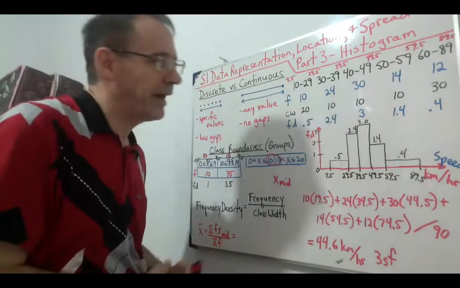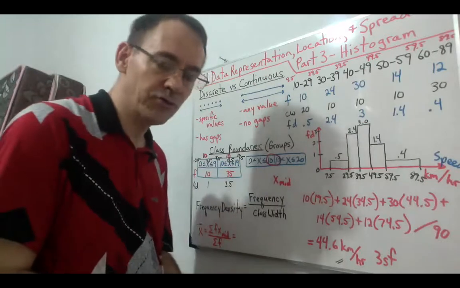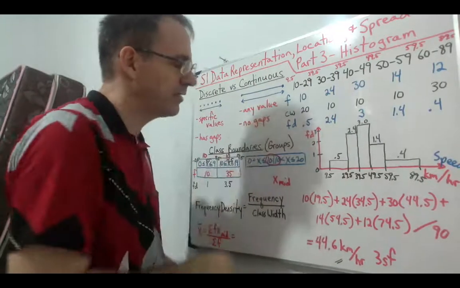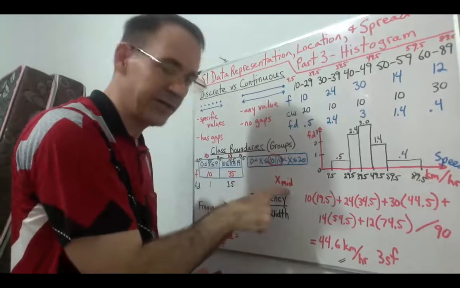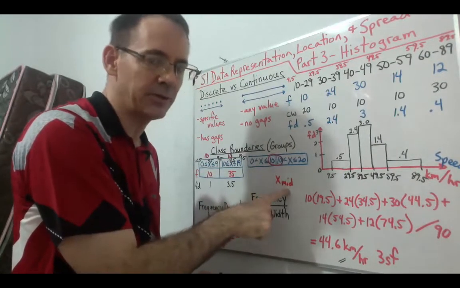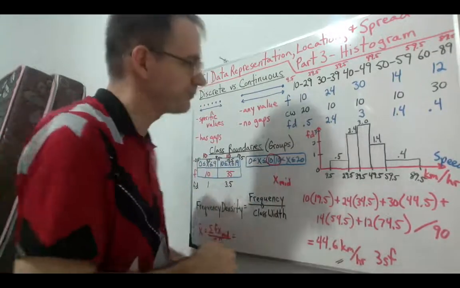Then what you might want to do is create a couple of your own rows, one for class width, one for frequency density, and somewhere along the line you're going to want to do a mid-class value. So make sure you're using the right information for the right formula.